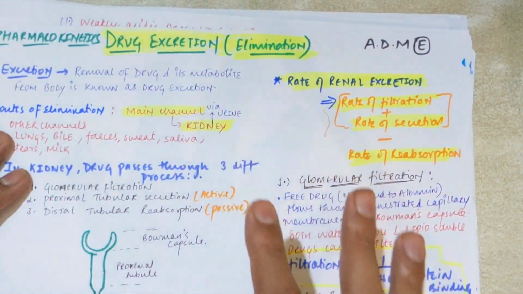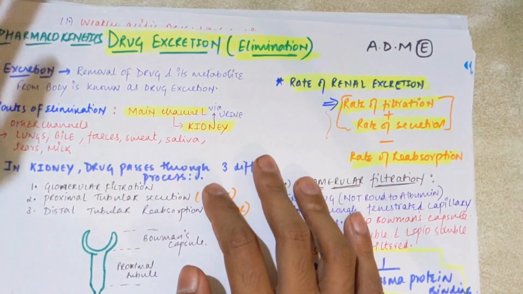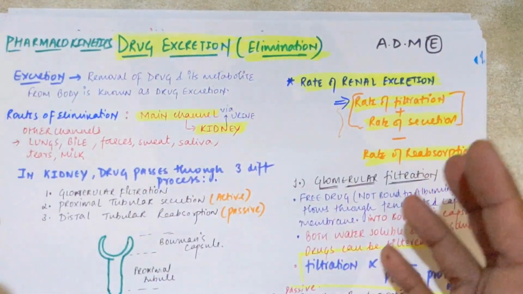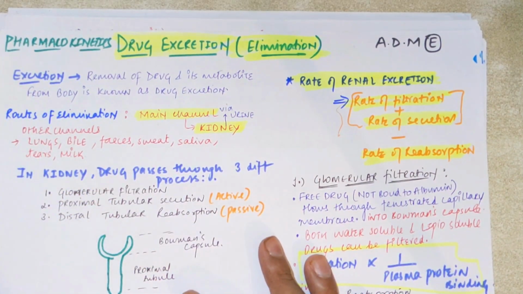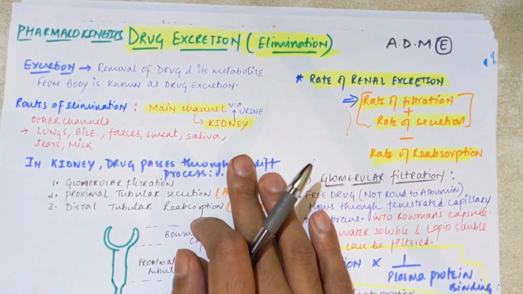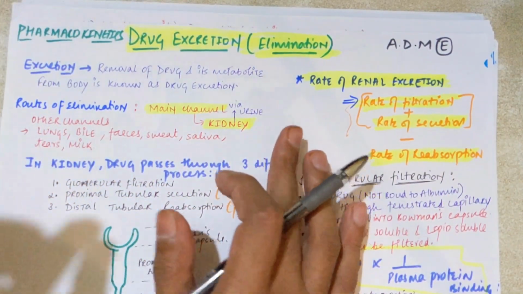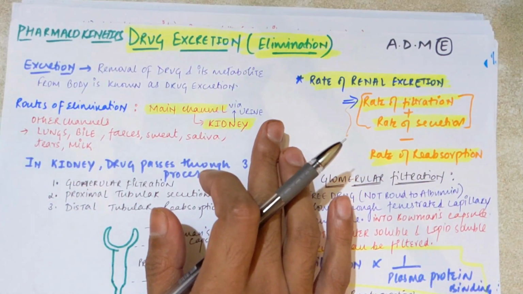Now we are going to discuss the elimination of the drug, or excretion of the drug. That is the main part: how the excretion of the drug is done, that we will be discussing in this video. The previous process was metabolism. Metabolism and excretion are the parts of elimination of the drug. Excretion is different and metabolism is different.